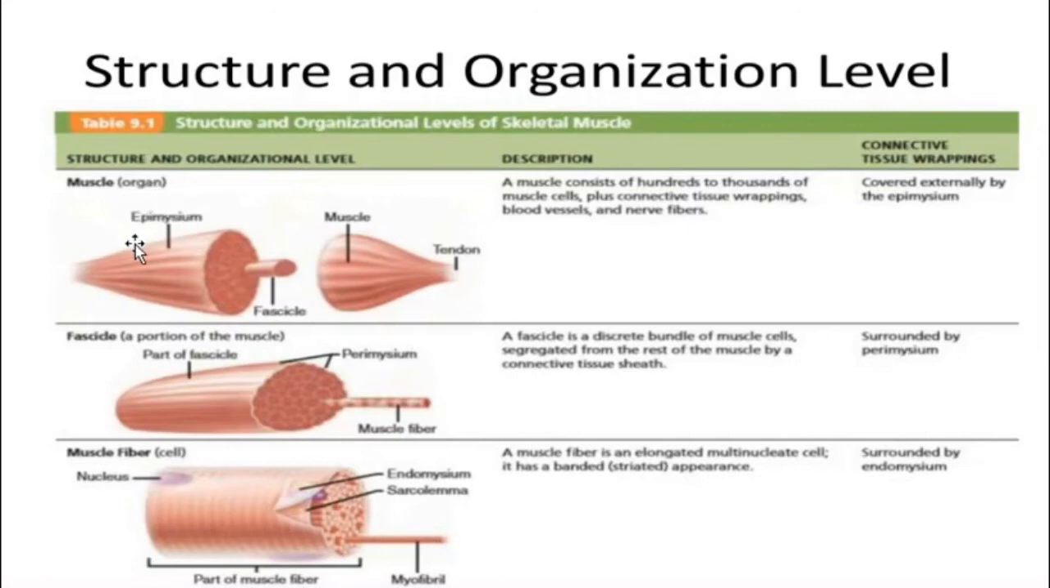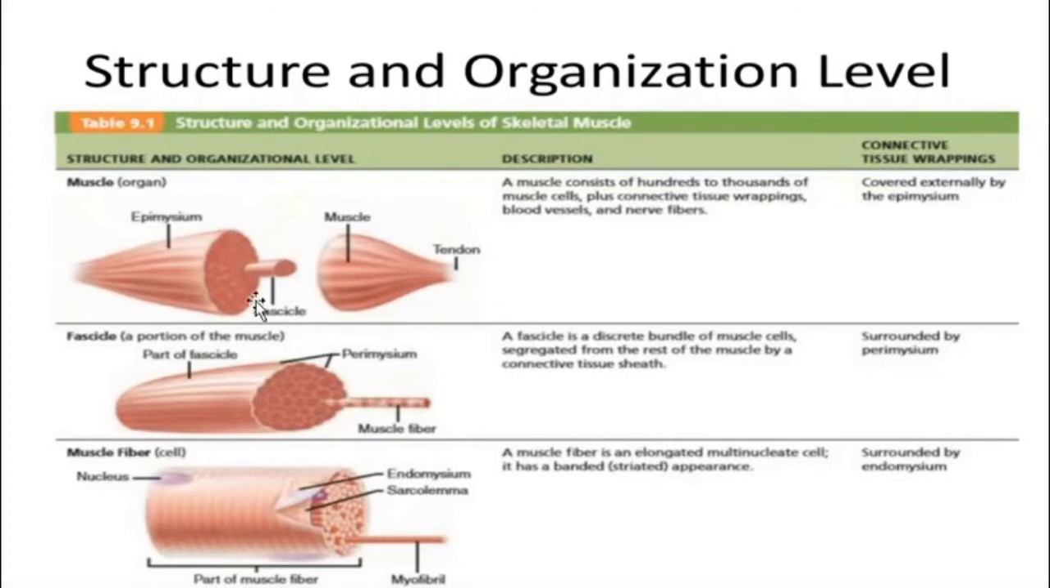Then inside a group of a certain muscle, we have the fascicle. The fascicle is grouped and enclosed by perimysium. Then the tendon is a connective tissue that attaches the muscle to the bone.